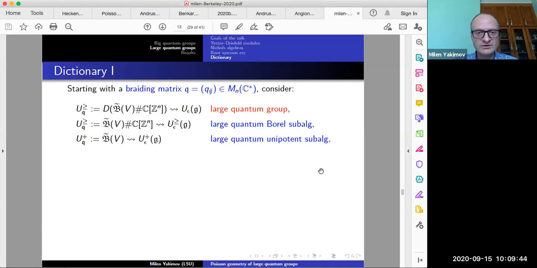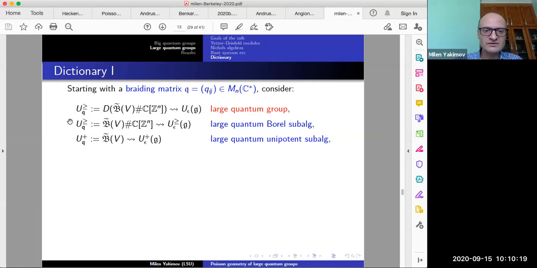Here I have a typo. The large quantum group on line 2 is U_Q, without greater or equal, just U with subscript this square matrix Q. So there shouldn't be greater or equal than 0. I'll try to hide it here. It's the Drinfeld double of this bosonization. And in a very concrete case, this recovers the big quantum groups of De Concini-Kac-Procesi. It will be called large quantum groups. In other cases, these are big quantum supergroups and so on and so forth.